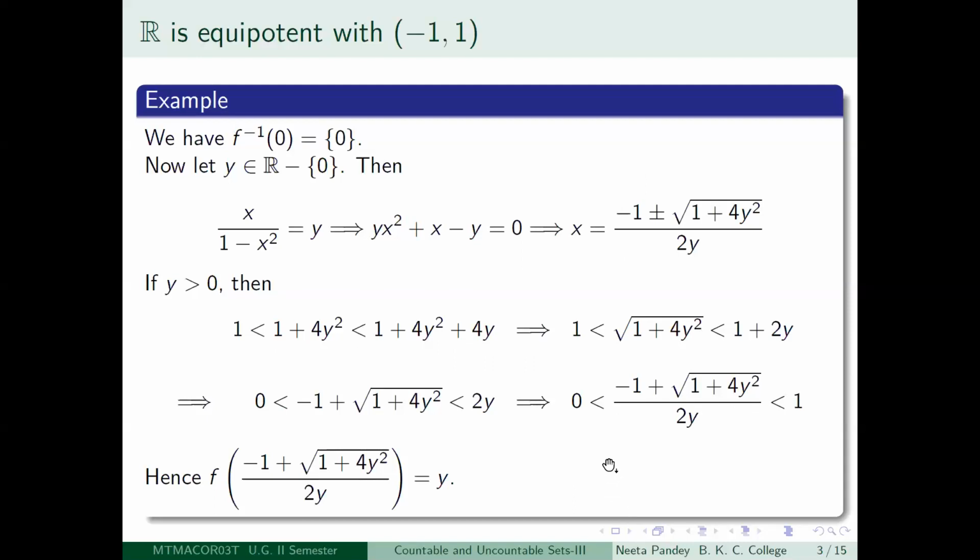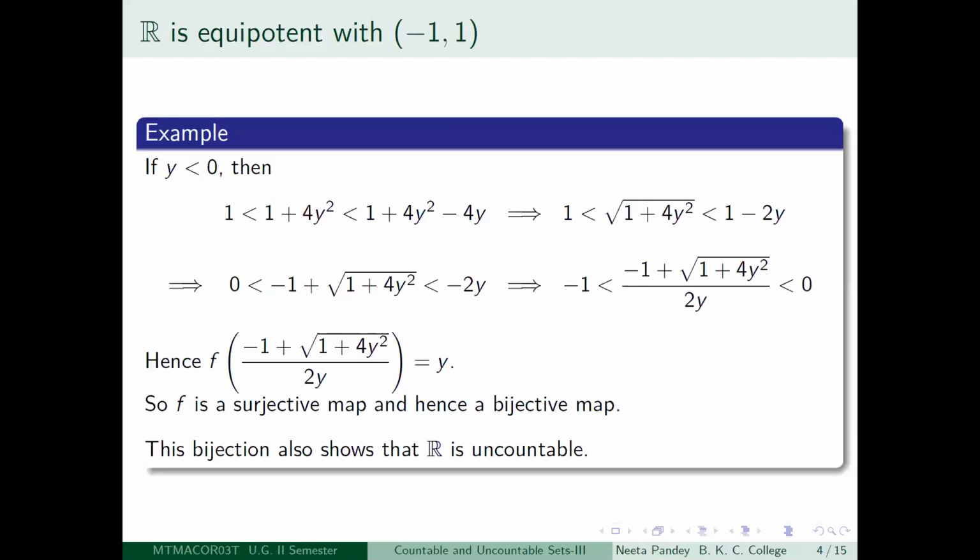So what have you got? You have got that this number, minus 1 plus square root of 1 plus 4y squared divided by 2y, is in the open interval 0 to 1. So it is in the domain of definition of f. So you have been able to find a real number in the domain of f, so that f of this is equal to y. Fine. So that means if y is positive, its pre-image is non-empty under f. If y is negative, a similar argument will give you that its pre-image will also be non-empty.